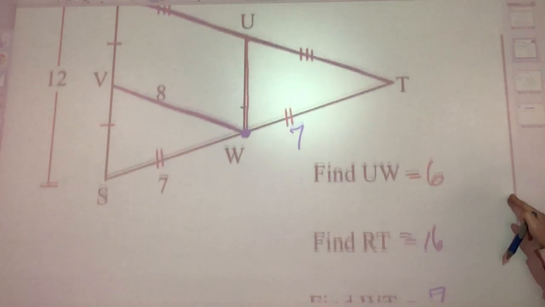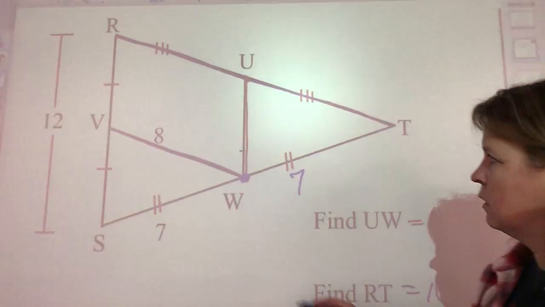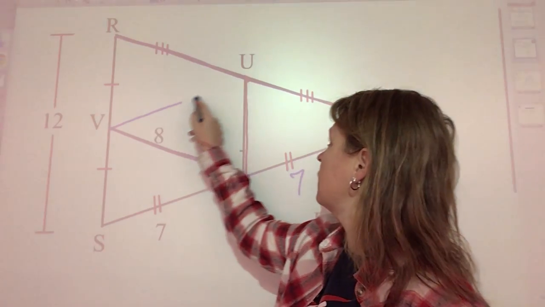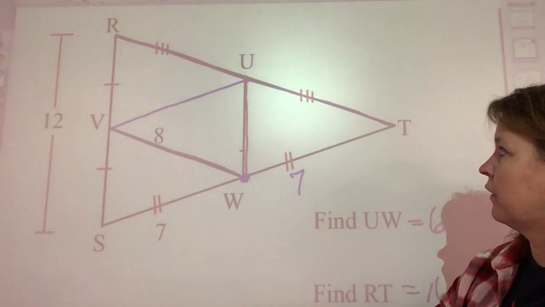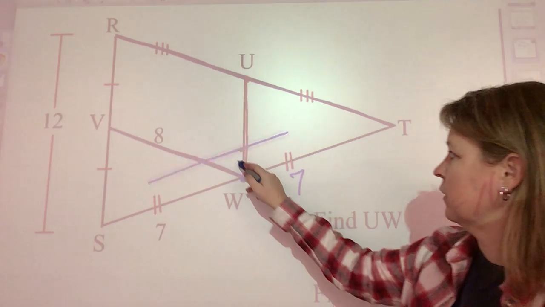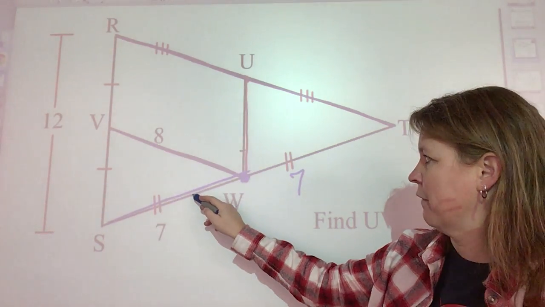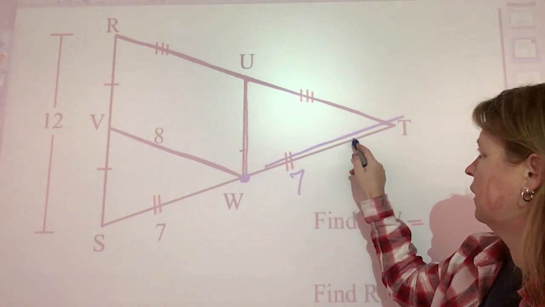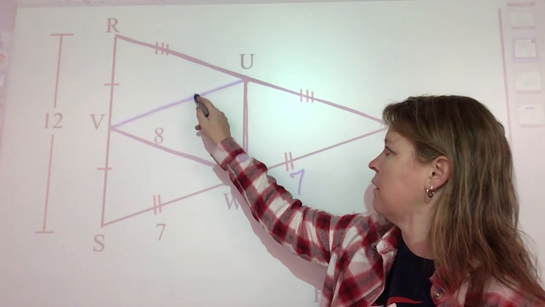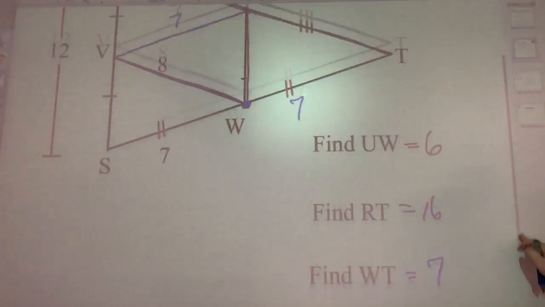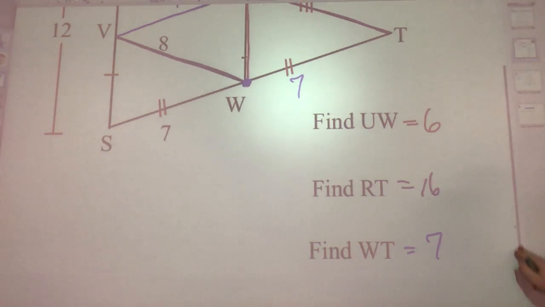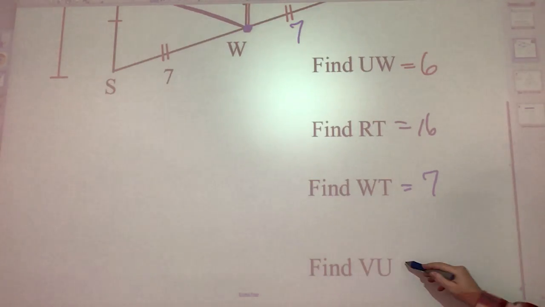And the last one, find the measure of segment VU. So now we do need to draw in this mid-segment. Find the measure of it, how long is it? It's parallel to its third side. It's also half the distance. If this whole distance is 14, then V to U is 7. Same as WT.